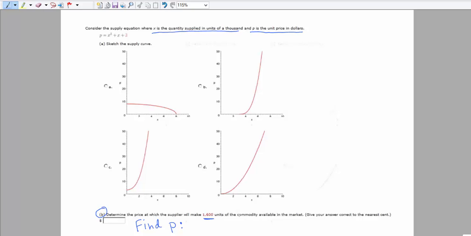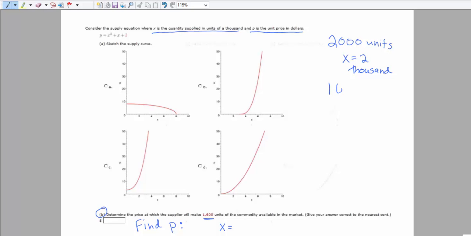1,600 units. Remember that X is measured in thousands. So we have to be careful about how we represent X when we plug it into the equation. Before we do that, let's remind ourselves of something. If we were talking about 2,000 units, what would the X value be for 2,000 units? Well, X is already measured in units of 1,000, so that would be X is equal to 2, and that represents 2,000 units.